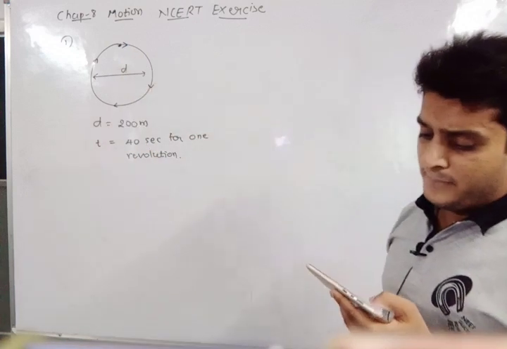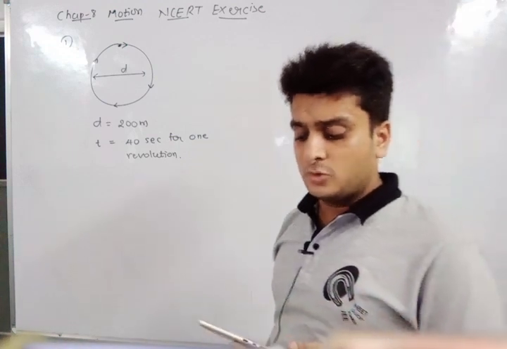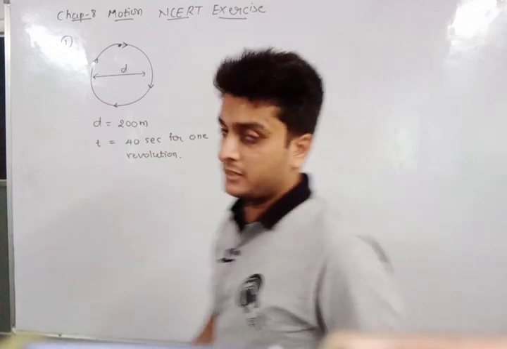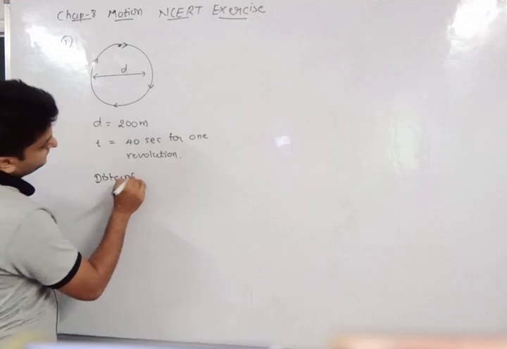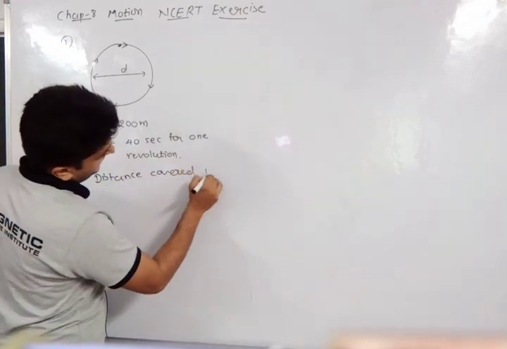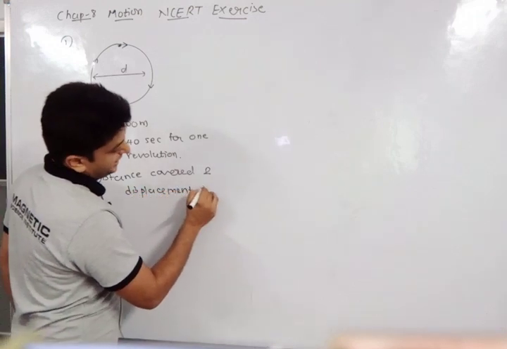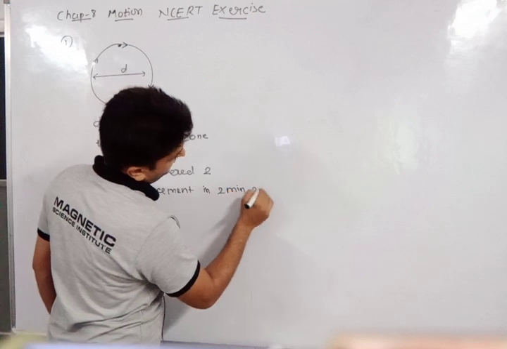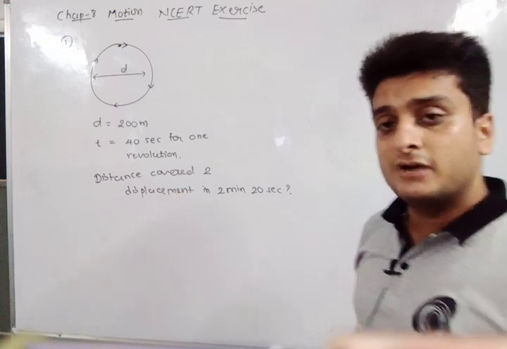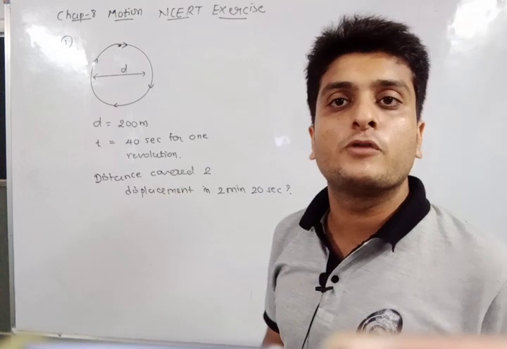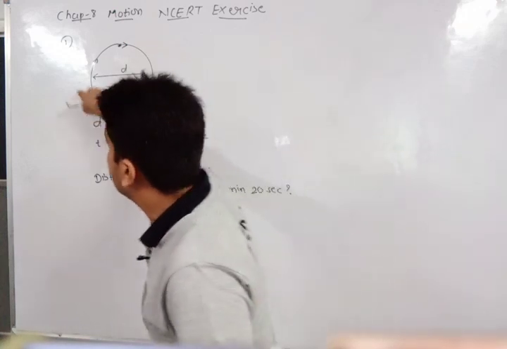What will be the distance covered and the displacement at the end of 2 minutes 20 seconds? Let's do it. We want to find what is the distance covered and displacement in 2 minutes 20 seconds. In 2 minutes 20 seconds, what distance the athlete will cover and what is the displacement, that is what we need to find.